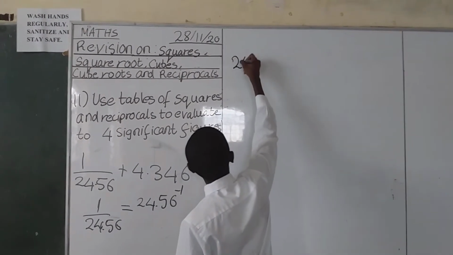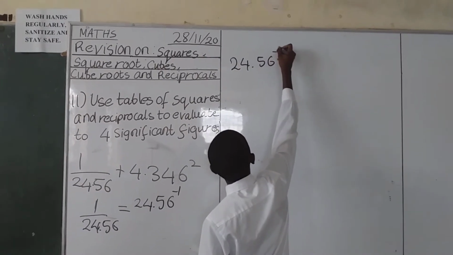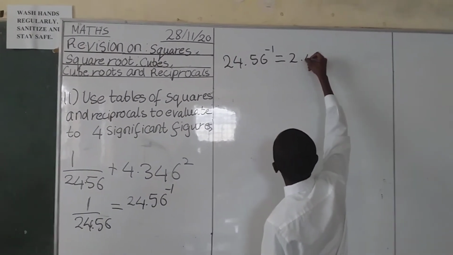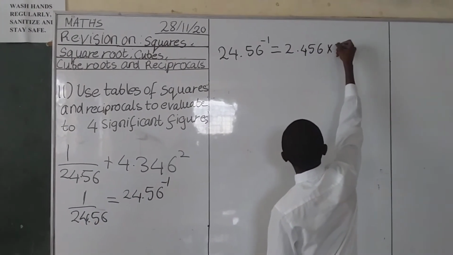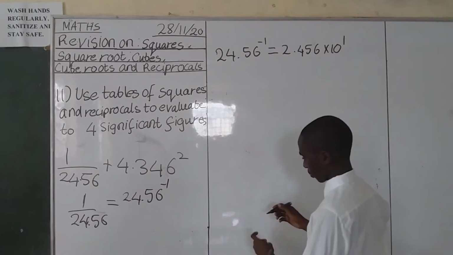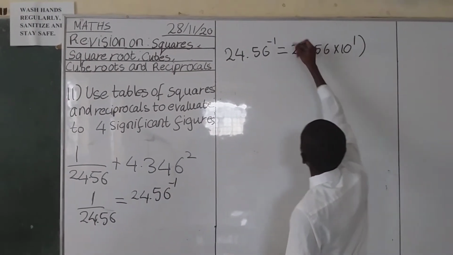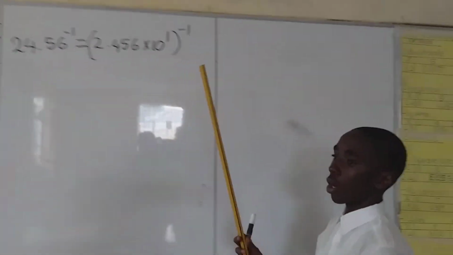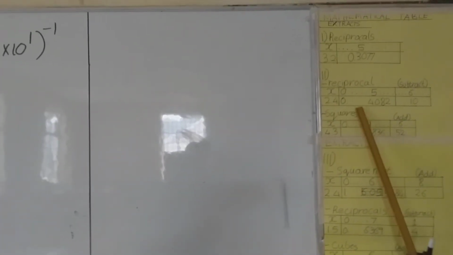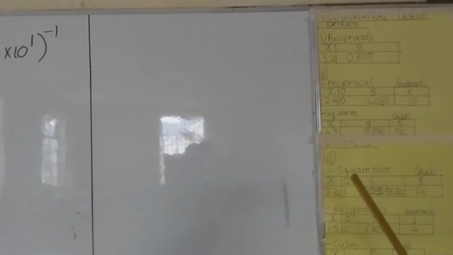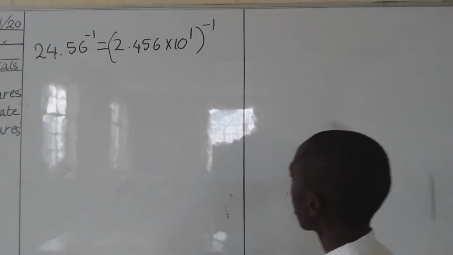24.56 raised to power negative 1 is, remember the form a times 10 raised to power n, 2.456 times 10. The n takes a positive number. We are making a big number small. So we go to our mathematical tables. Remember that it's raised to power negative 1. We go to our extracts. On the column of x we have 2.4. We go to the main column, and we have 0.4082.